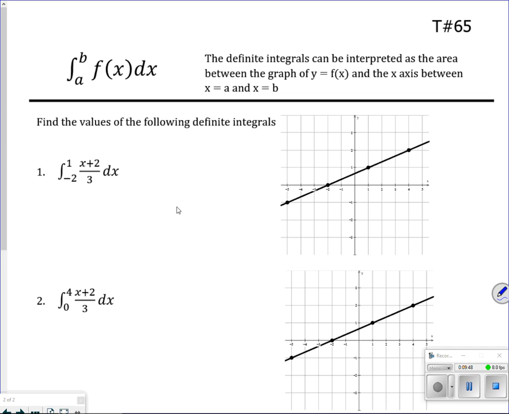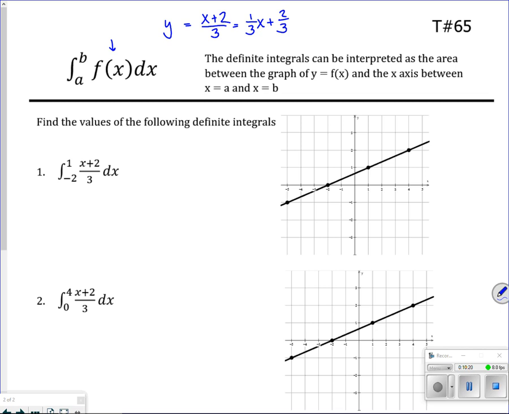So notice that I went ahead and graphed a line for you. (x + 2)/3 is, of course, 1/3 x + 2/3. So I went ahead and drew that graph. On your homework, if it's not drawn, you actually have to draw whatever function is sitting right here, but I went ahead and did that. So it says find the values of the following definite integrals. Now, what we're going to do to do that today is just geometry.